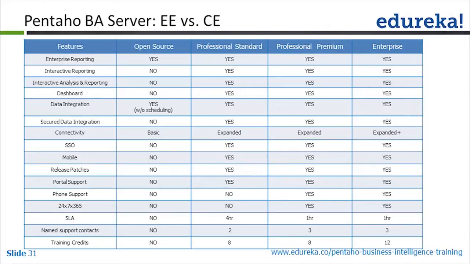If you want to ask anything, or you have some problem implementing the Pentaho BI suite, you can get help through enterprise. Looking at this, in the three different versions of Enterprise Edition the SLA shows 4 hours, 1 hour and 1 hour. What does it mean? How quickly they respond to your queries. Name support contacts gives you specific contacts you can reach for any doubts or queries.